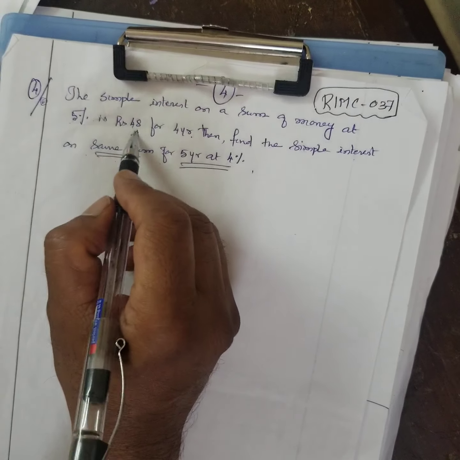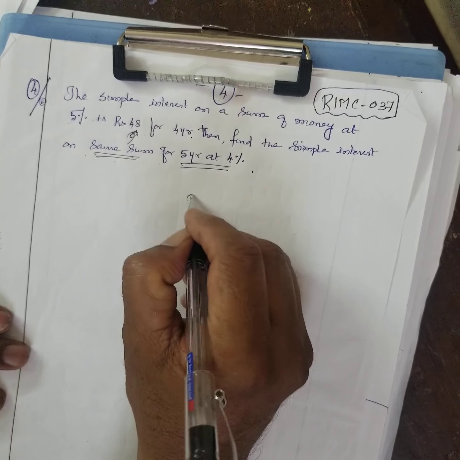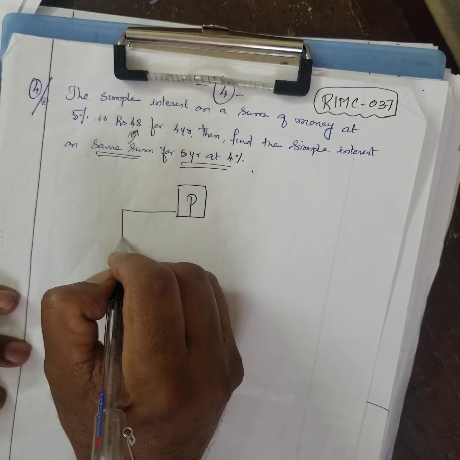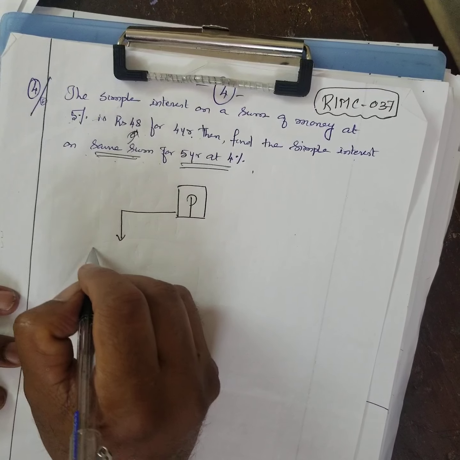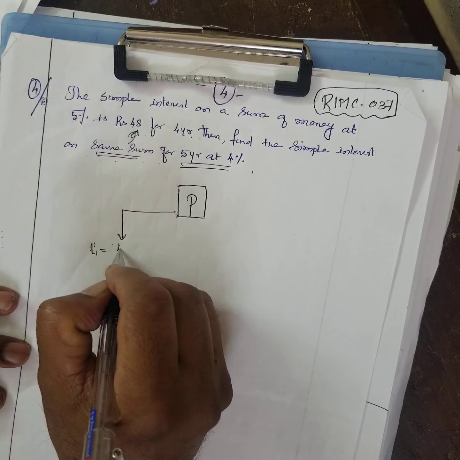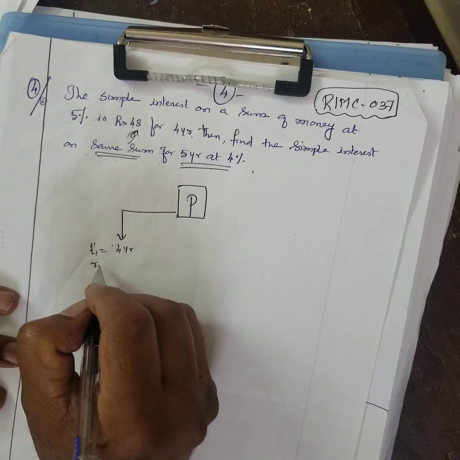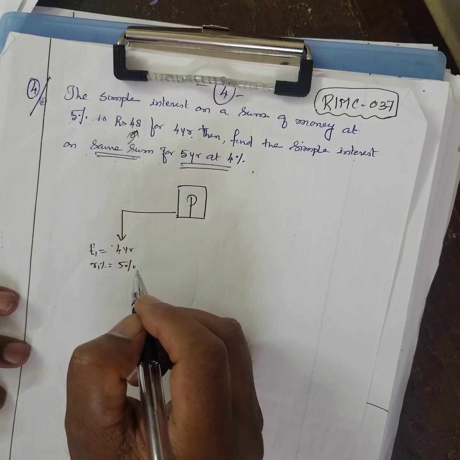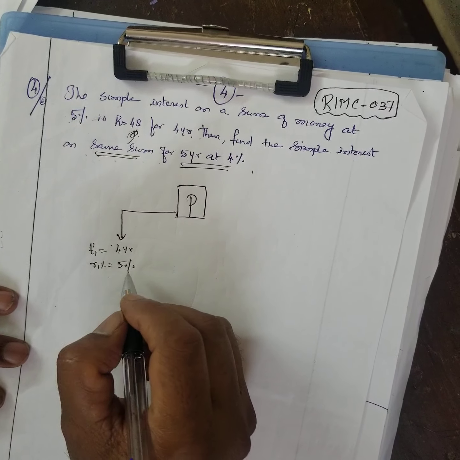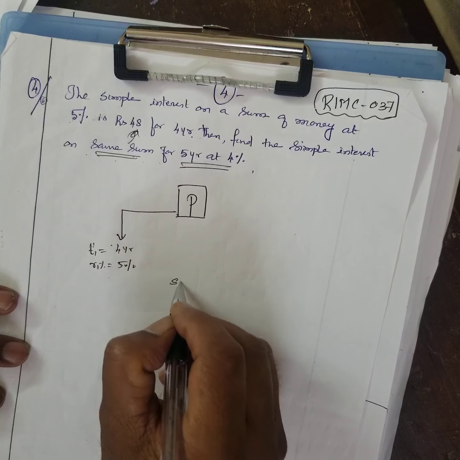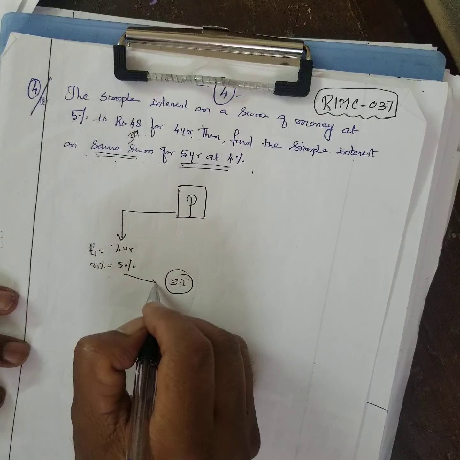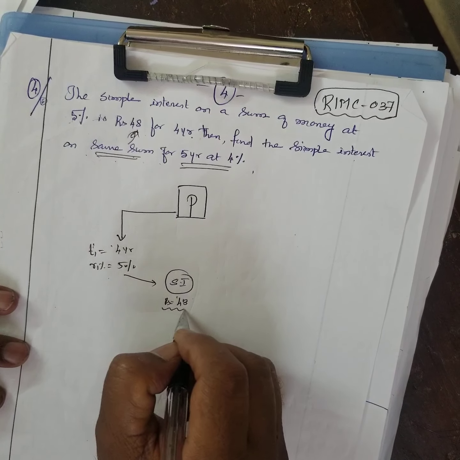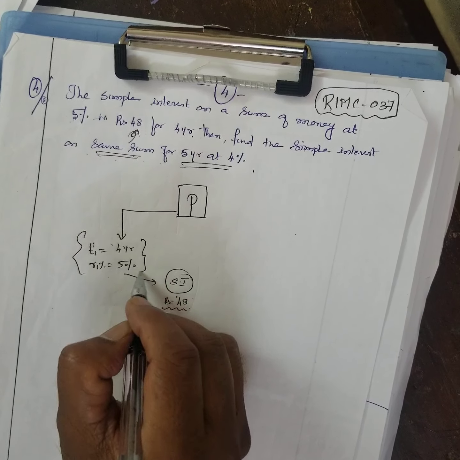For the same money, suppose this is the principal. The principal for the simple interest for time T1 is equal to 4 years. What is the rate of interest? 5%. What is the amount we are getting as simple interest? Rupees 48. This is the first case.